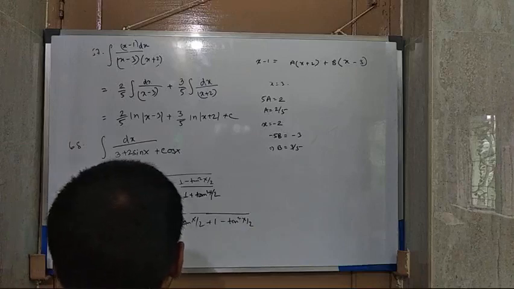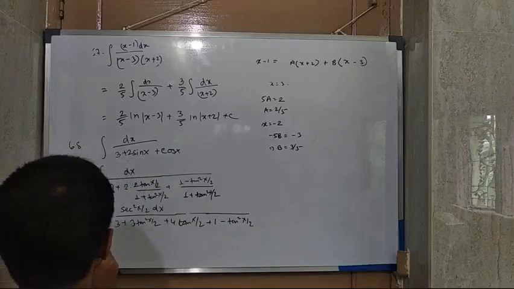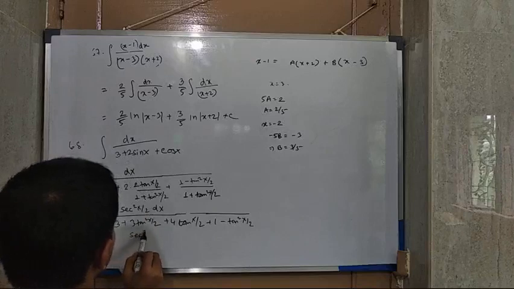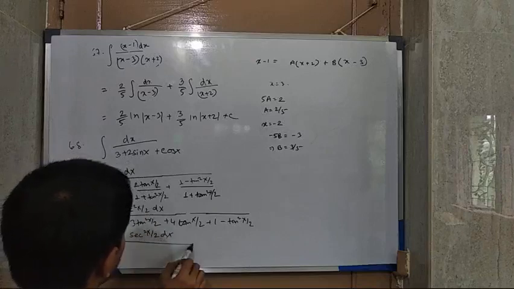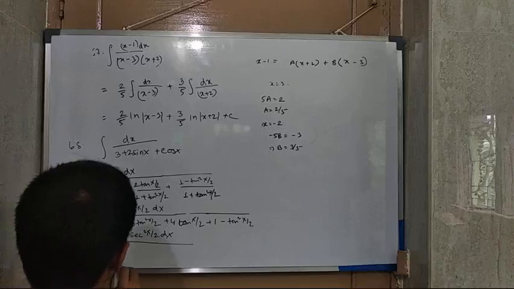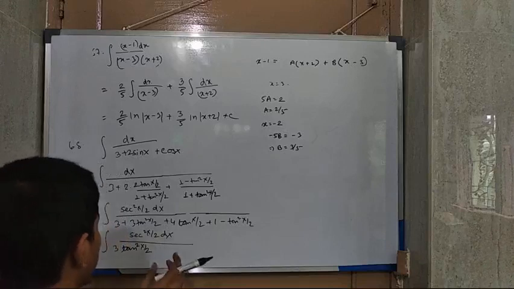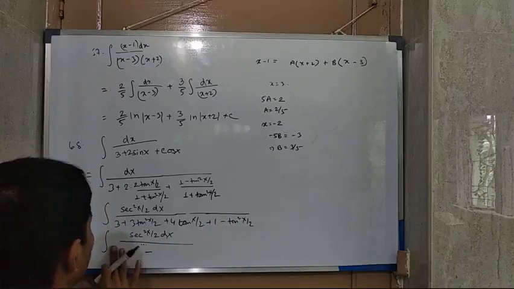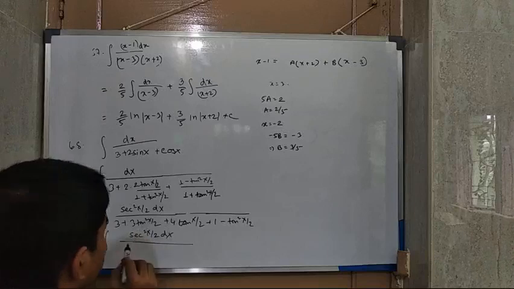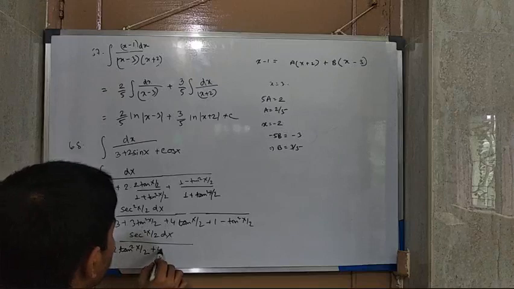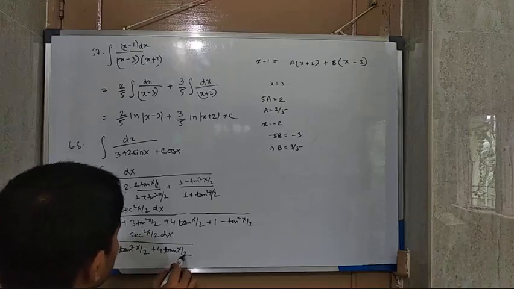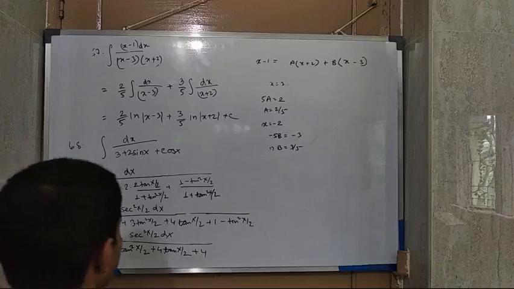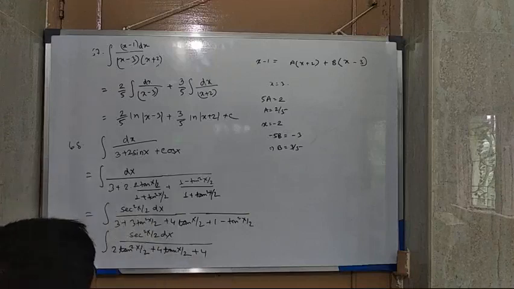Okay. So this is actually integral of sec squared x by 2 dx divided by, sorry, not 3, this is 2 tan squared x by 2 plus 4 tan x by 2 plus 4, is it right? I hope it is.